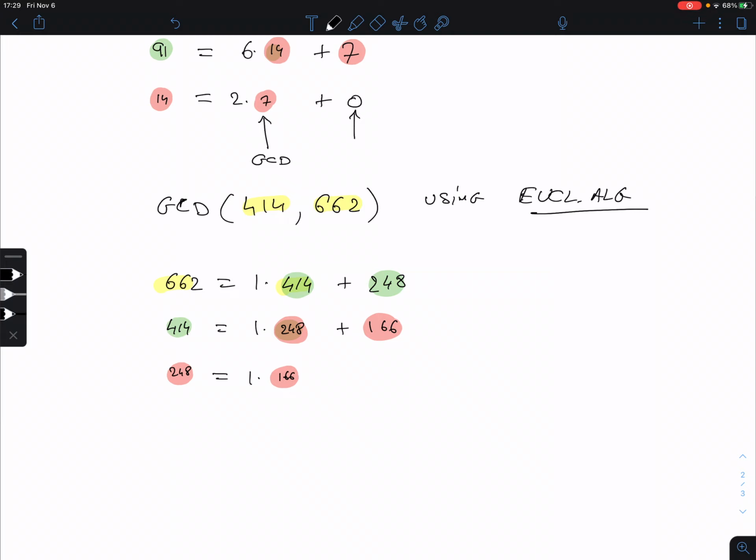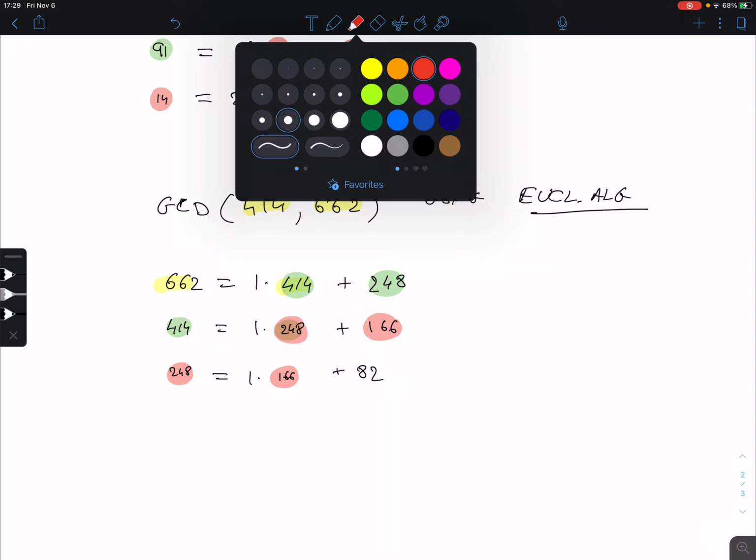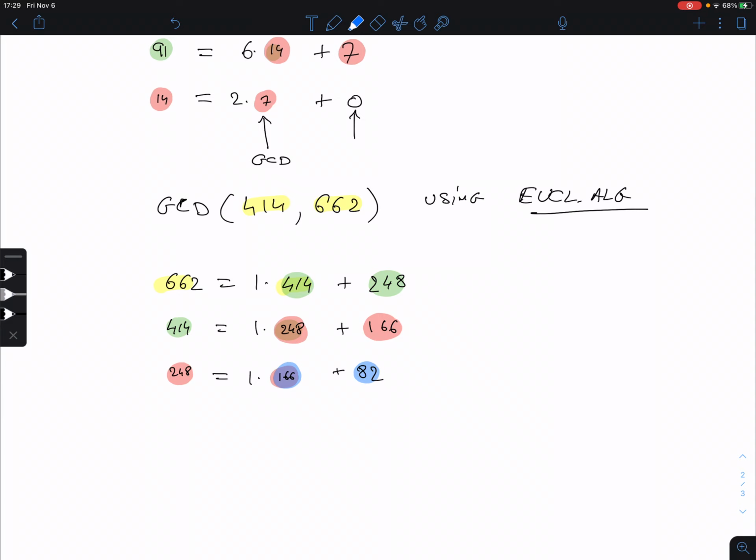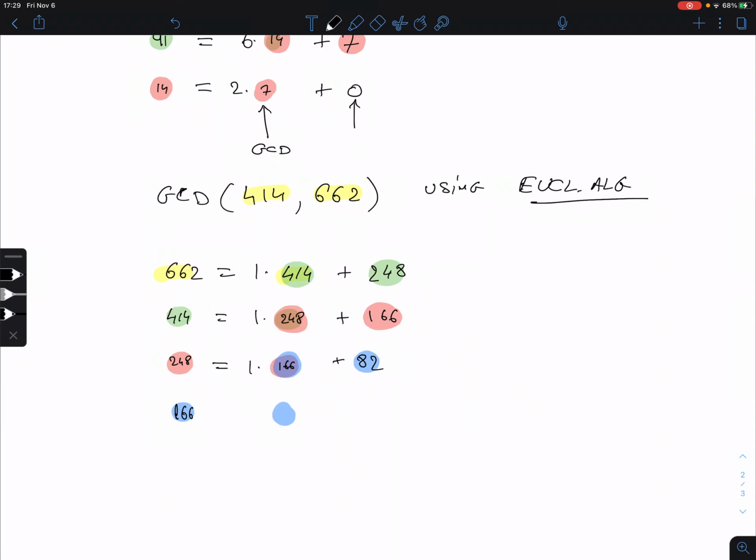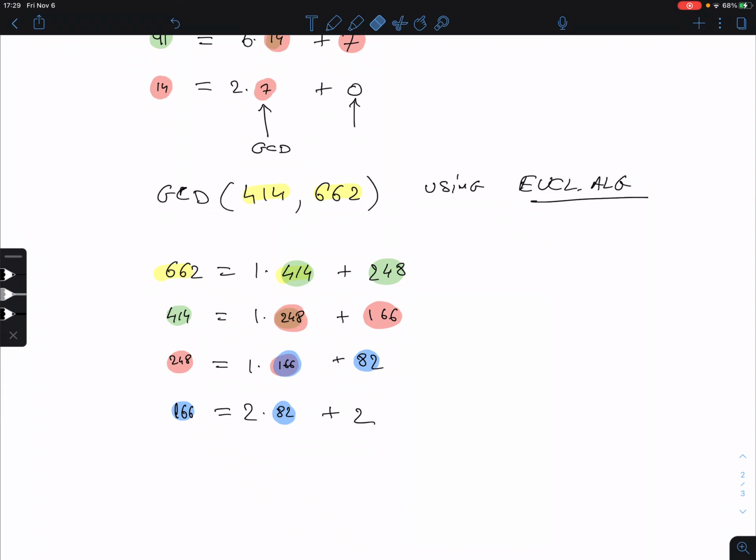That's why it seems to be taking a little while. So what's the difference then? 82, right? Okay, so next color, we're going to take this and this. So we have 166, and here we have 82. How many times does that go in there? 2 times, I think. This is going to be 164, so what is missing is another 2. Great.